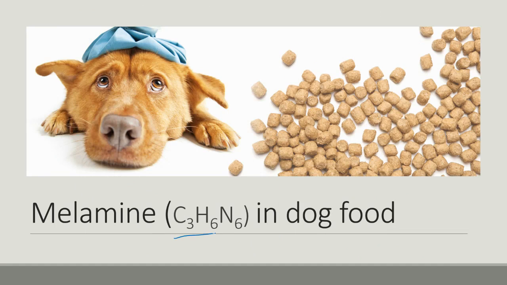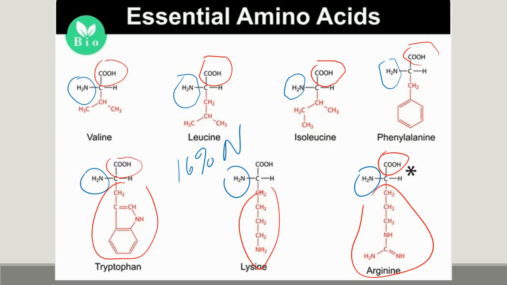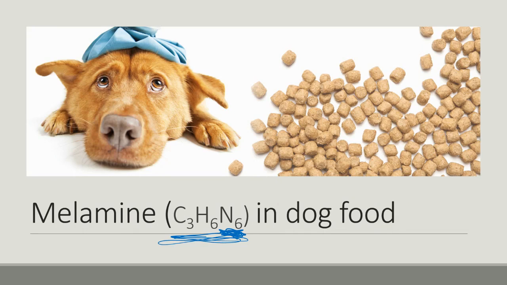Well, it turns out that people recently, and this was actually not that recent, I think it was like 2011, were putting melamine in dog food. The reason they were putting melamine in dog food is because it has all this nitrogen. They weren't actually putting amino acids in, so the percent nitrogen was less than 16. To boost the percent nitrogen, they would throw some melamine in there.